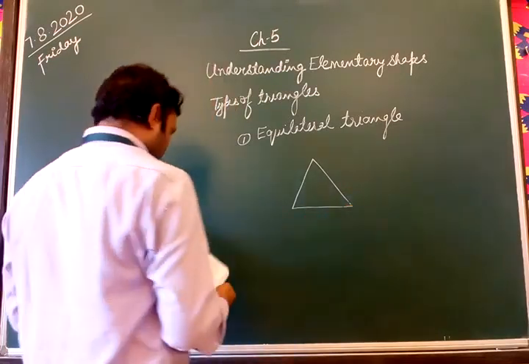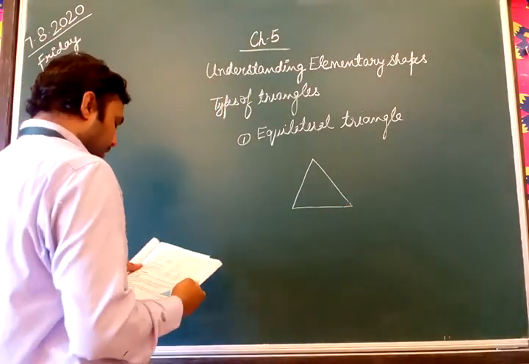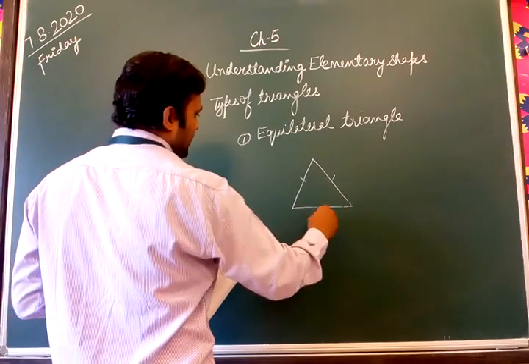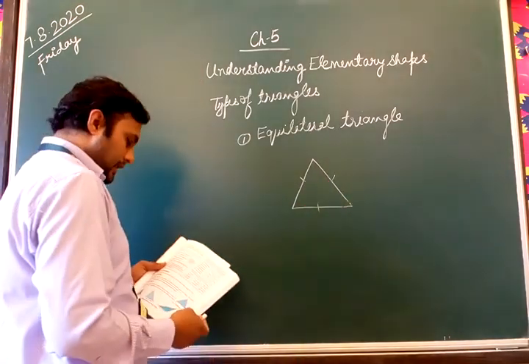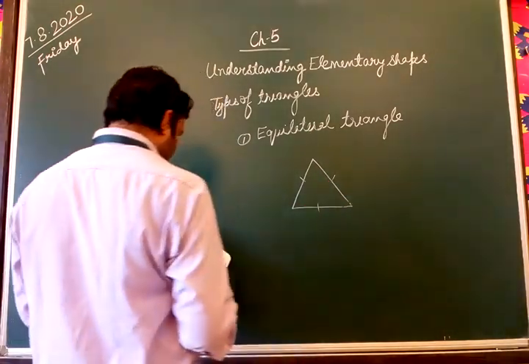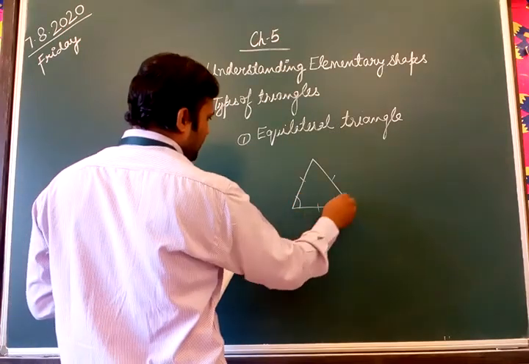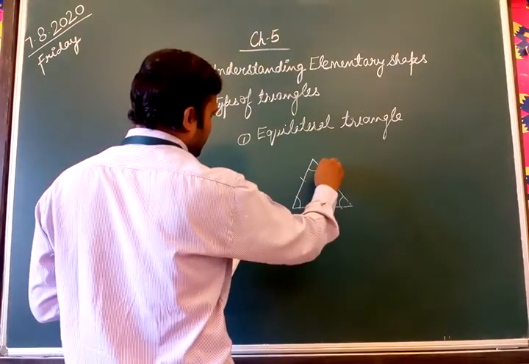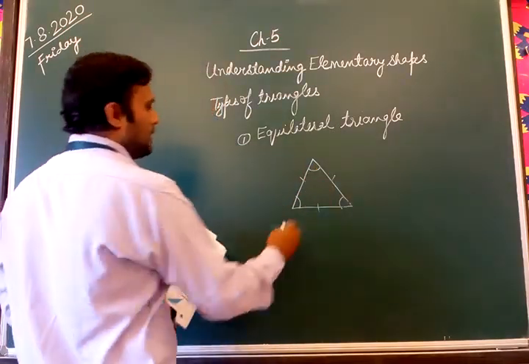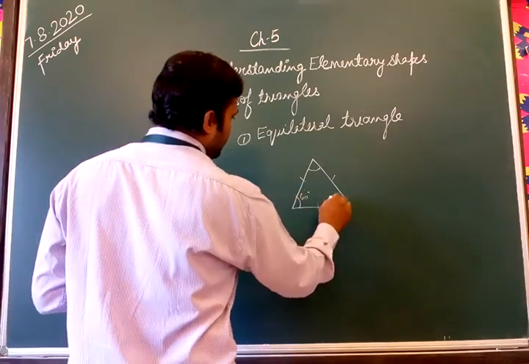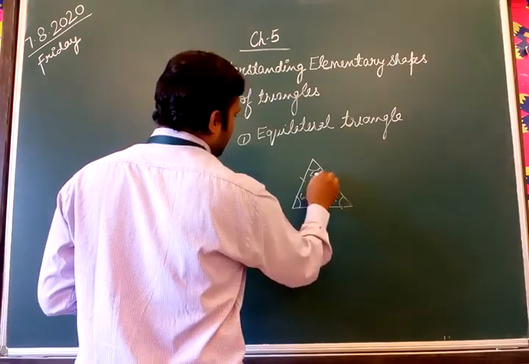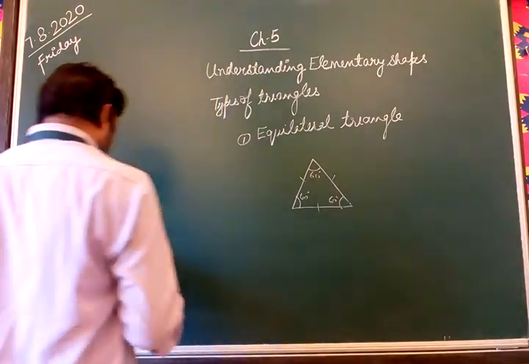In the equilateral triangle, all three sides are equal: this side equals this side equals this side. All three sides are equal, and the angles of an equilateral triangle are also equal. This angle is equal, this angle is equal, and this angle is equal. So all the angles are 60 degrees each. So this is the equilateral triangle.